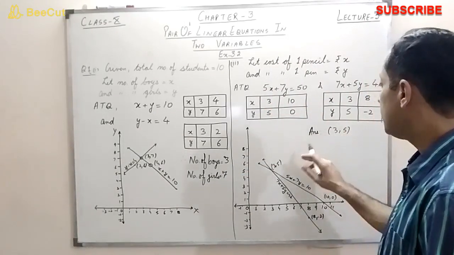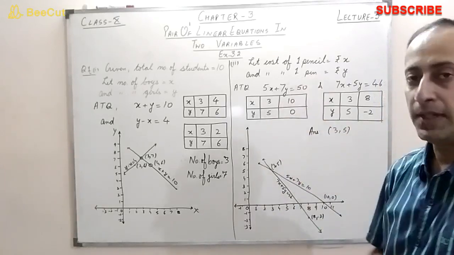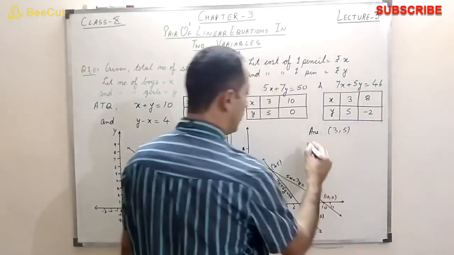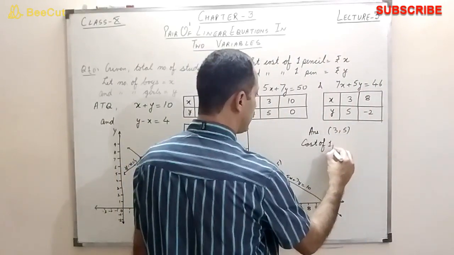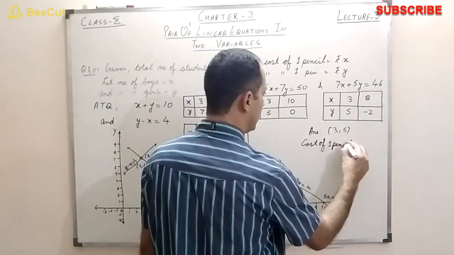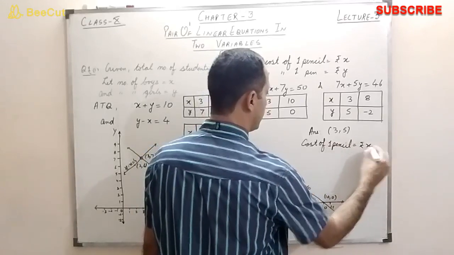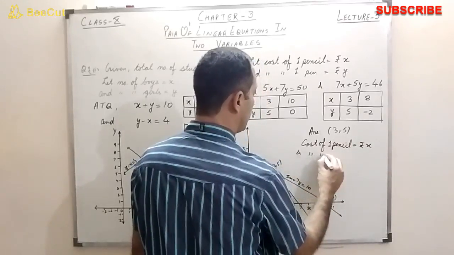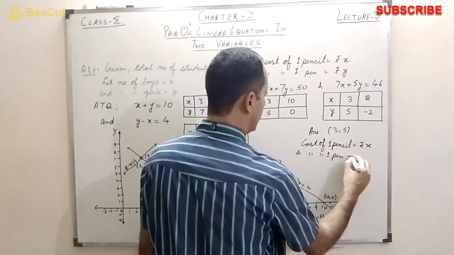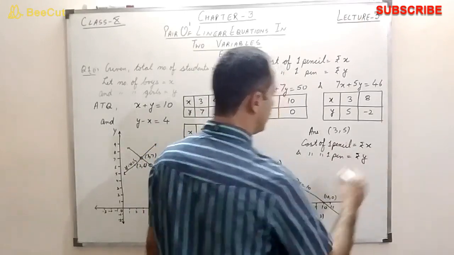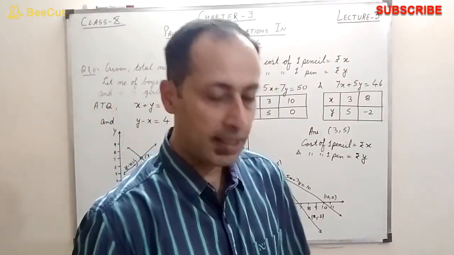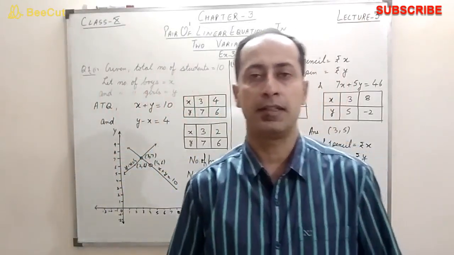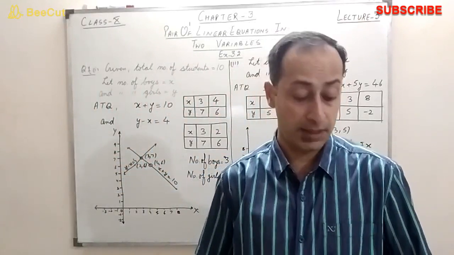Now what is the x here? X was pencil. So we write that the cost of one pencil is rupees x and the cost of one pen is rupees y. So this was about the first question of this exercise. The second and third questions we have already discussed regarding the consistency of the solutions of the equations.